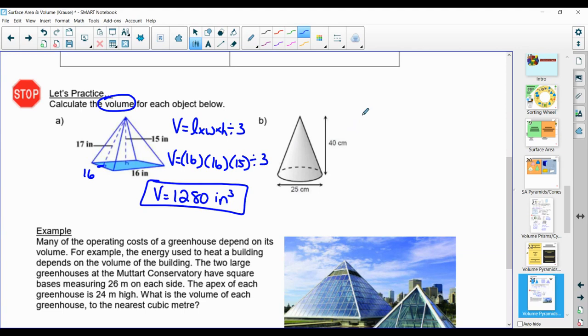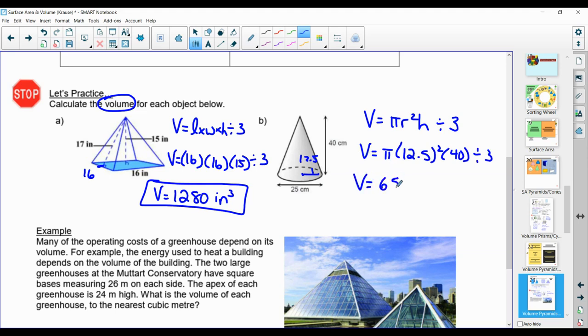All right, so we're going to take a look at the volume of the cone. So when we're talking about a cone, we're looking at the area of the base being pi r squared. The height of the cone is height, and because it's a cone and not a cylinder, we're dividing by 3. So our volume is going to be pi times r squared, r being half of 25, so 12.5. So pi times 12.5 squared times the height, which is 40, all divided by 3. Putting that into our calculator, we get 6,544.98 centimeters cubed.